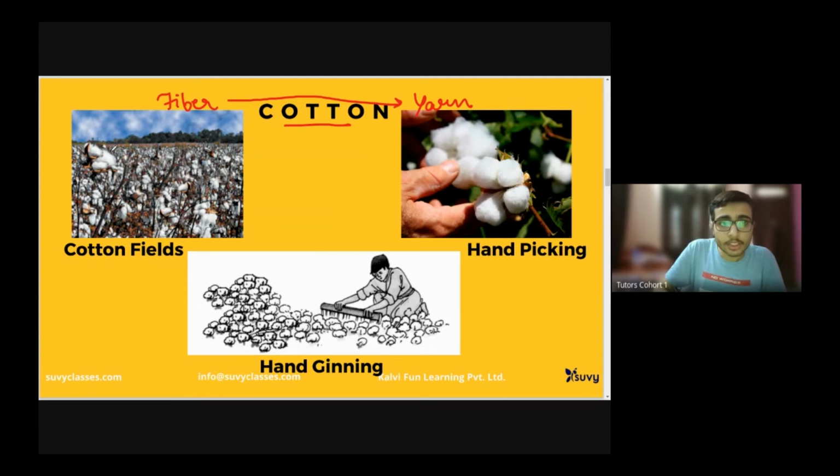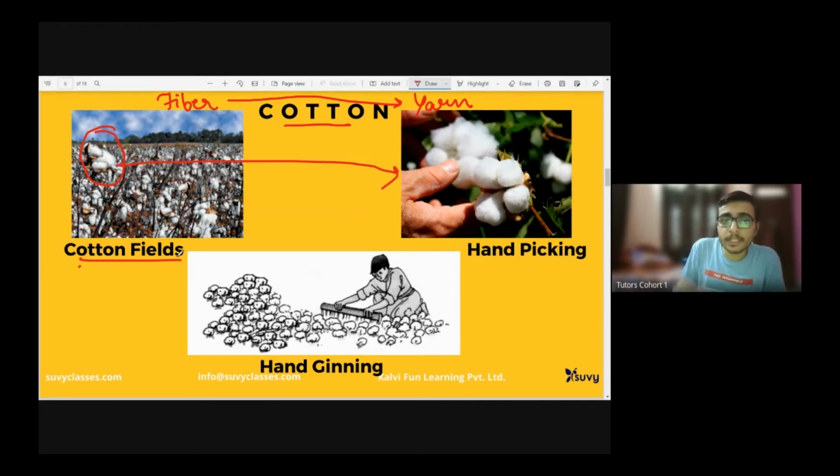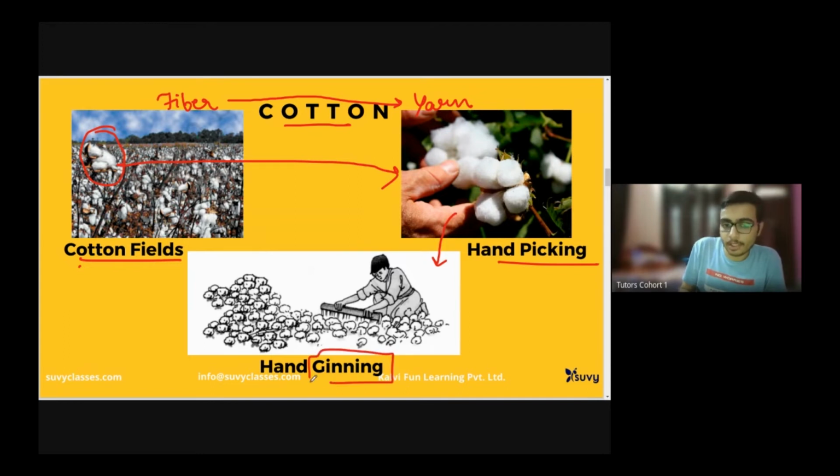As I said, cotton is taken in the form of cotton balls from the cotton plant. Usually, we hand pick these. These terms are very important. Cotton fields, note the spellings. Then we hand pick them. Hand picking is the process of taking cotton balls from the cotton plant. And these cotton balls are then taken for processing, and this process is known as ginning of cotton balls.